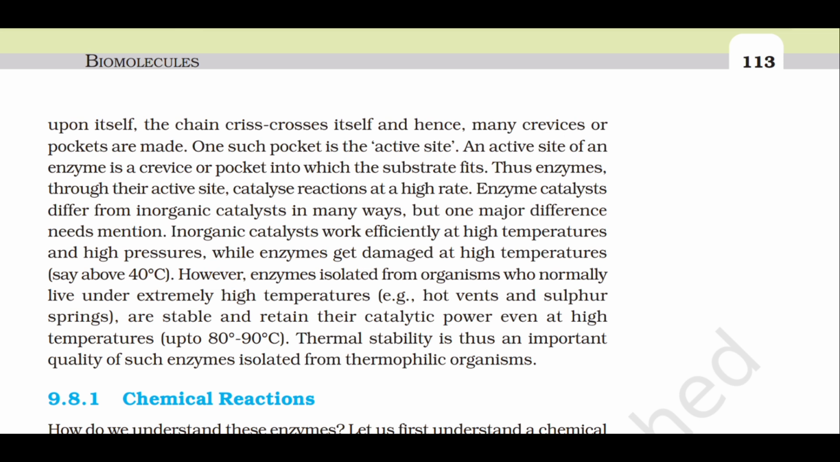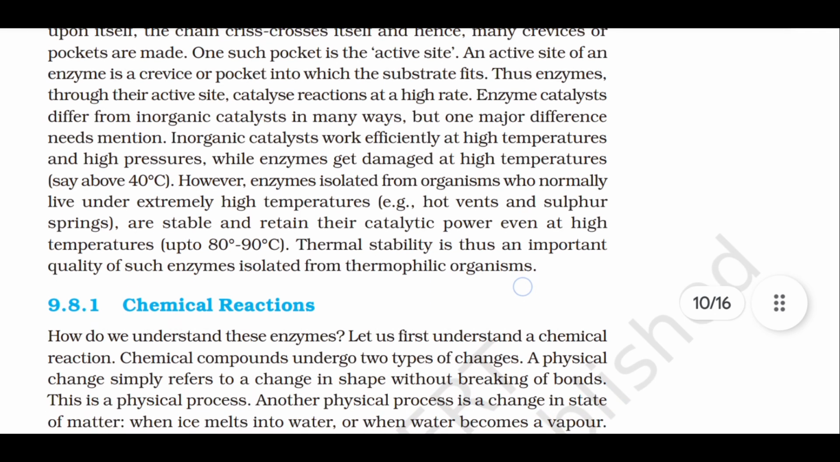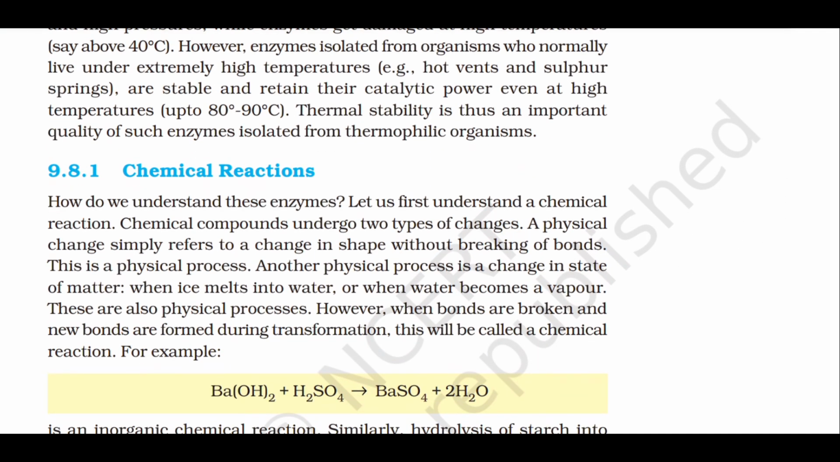Enzyme catalysts differ from inorganic catalysts in many ways, but one major difference needs mention. Inorganic catalysts work efficiently at high temperatures and high pressures, while enzymes get damaged at high temperatures, say above 40 degrees Celsius. However, enzymes isolated from organisms that normally live under extremely high temperatures, for example hot vents and sulfur springs, are stable and retain their catalytic power even at high temperatures, up to 80 to 90 degrees Celsius. Thermal stability is thus an important quality of such enzymes isolated from thermophilic organisms.